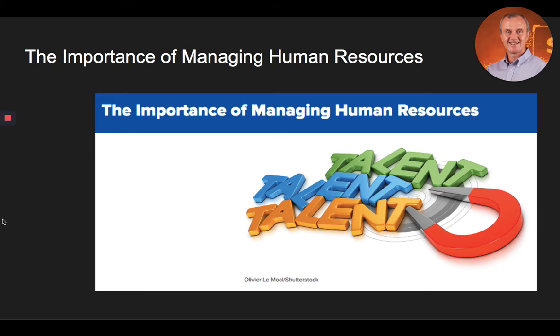Let us first address the importance of managing human resources. There are a wide variety of tasks that happen in organizations, and all of them involve people. The challenge for organizations is to make sure that the right people are doing the right task at the right time. Making this happen is what we call human resource management, or HRM.